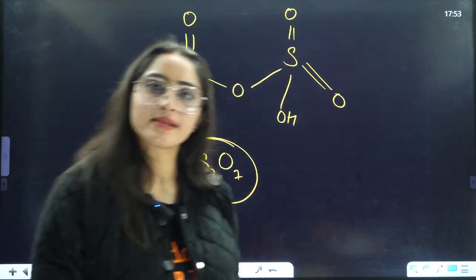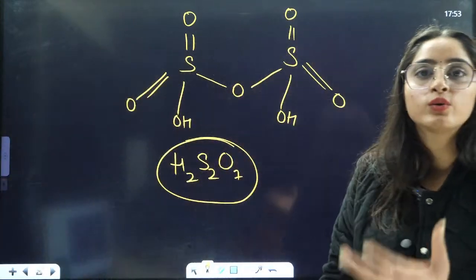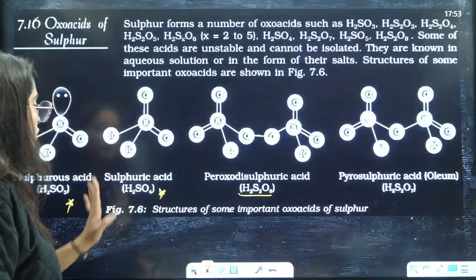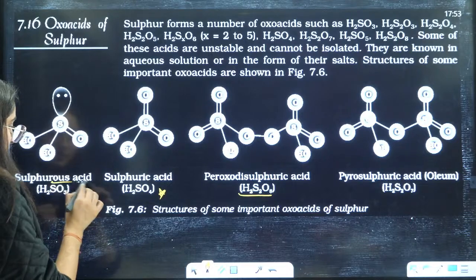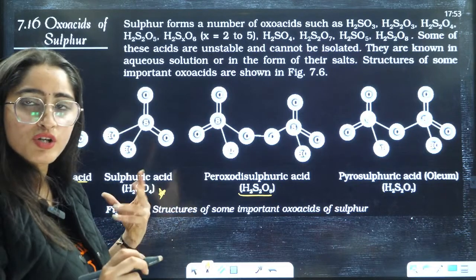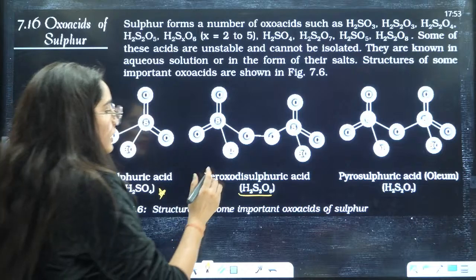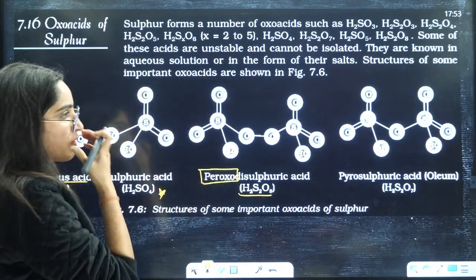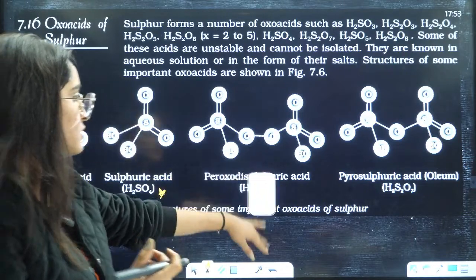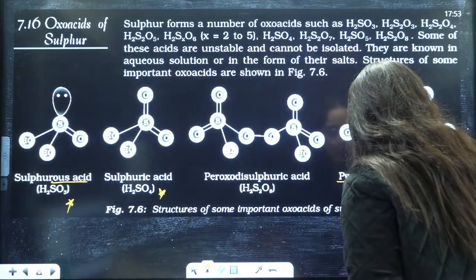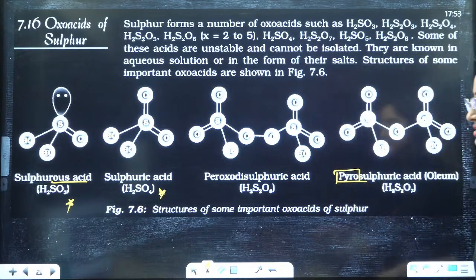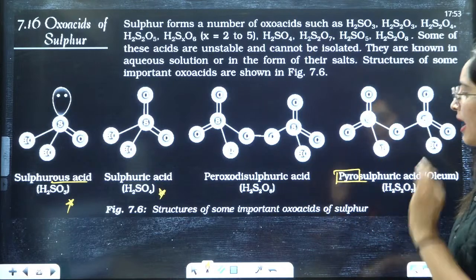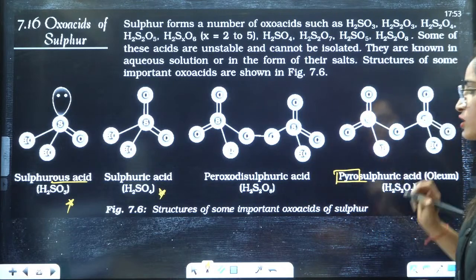So it's not difficult to learn these structures. You just need to understand what is happening here, right? So here it is sulfurous acid. Sulfurous acid has one oxygen less as compared to sulfuric acid. Then you have peroxo. Then pyrosulfuric acid: in sulfuric acid, when you dehydrate one water, you will have pyrosulfuric acid.